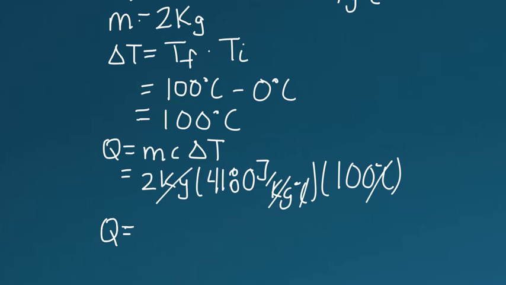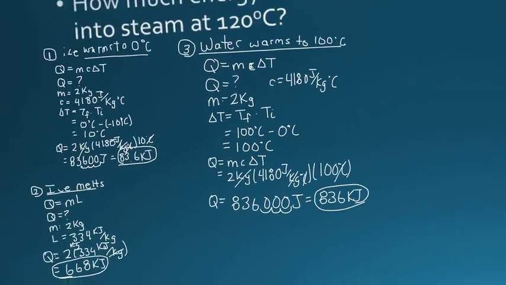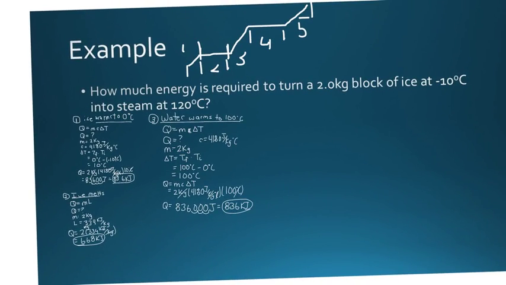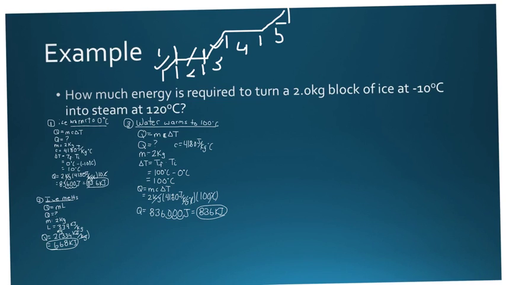So I do my math in my calculator, and I end up with 836,000 joules, even bigger than the last one. So I'm going to divide by 1,000 to get my kilojoules. So 836 kilojoules to heat my water up to its boiling point. Okay, so I have my first 3 parts done. Now I need to figure out how much heat is required to turn all of the water into steam.